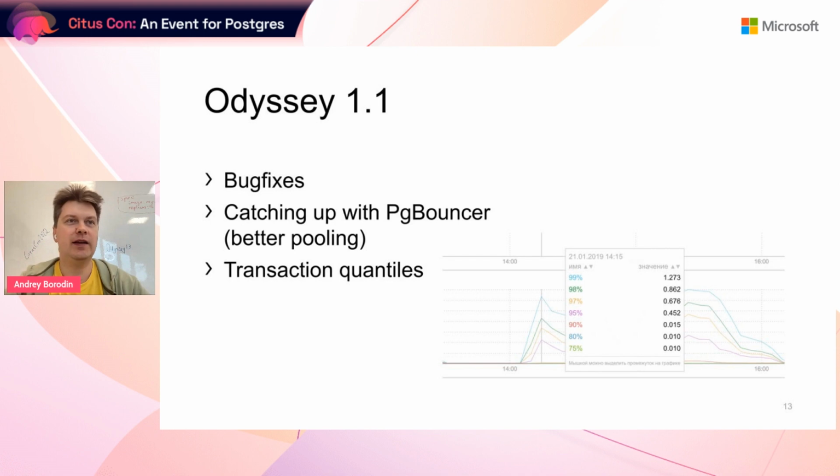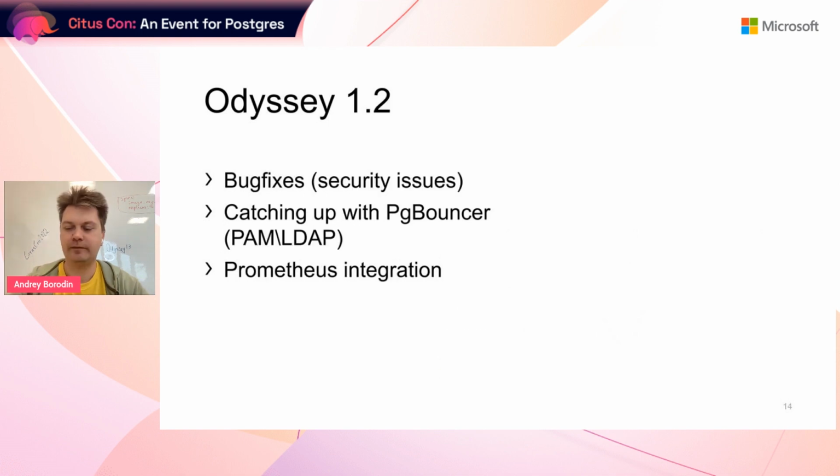Also, we added better observability in Odyssey 1.1. You can get statistics not about the average number of transactions or the average latency of a transaction, but on transaction quantiles, like the 1% of the slowest transactions or the 5% of the slowest transactions fit in this timing.